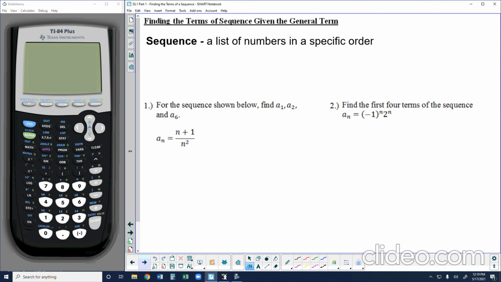So for example, this may be a familiar list that you might have. Let's say we have 1, 3, 5, 7, 9. You could probably figure out how this list was created, but this would be a sequence. It's a list of these numbers in this order. Now, this is what we would call a finite sequence because it ends.